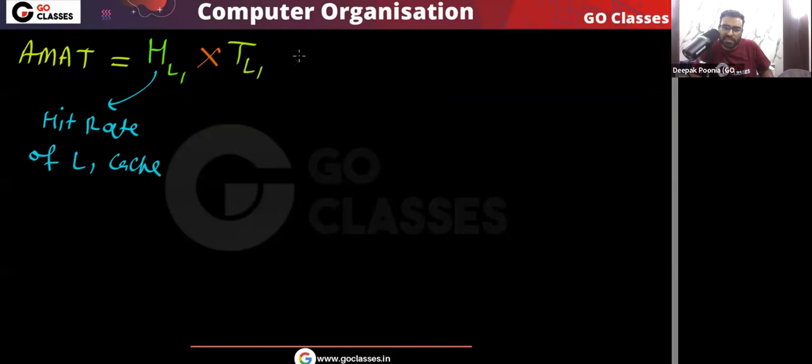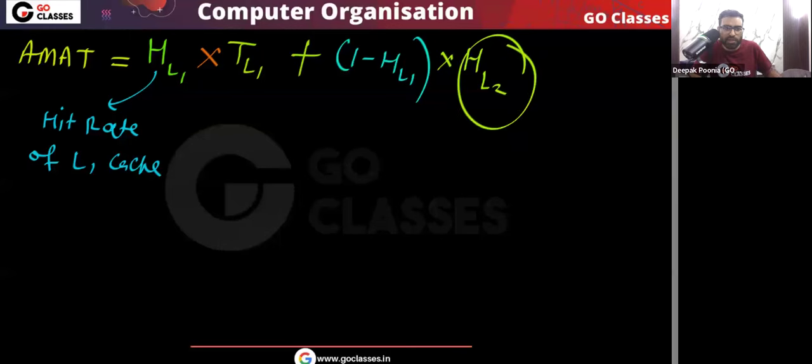So I can say L1 access time plus, when there is a miss in the L1 cache, this is the miss rate of the L1 cache. Now there are two possibilities: either the L2 cache will hit or the L2 cache will miss. Yes or no? So when there is a miss in the L1 cache, and let's assume there is a hit in the L2 cache, so hit rate of L2 cache times miss rate of L1 cache. In this situation, you tell me what is the total access time seen by the CPU.